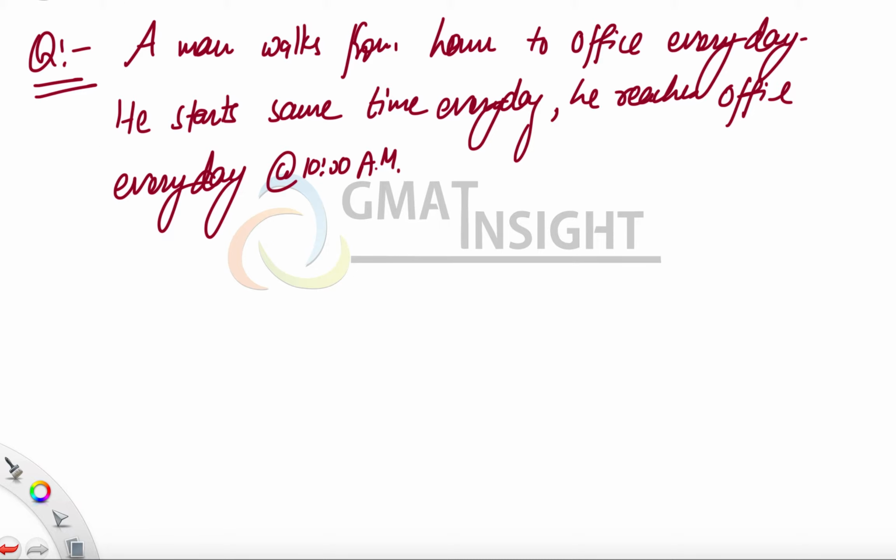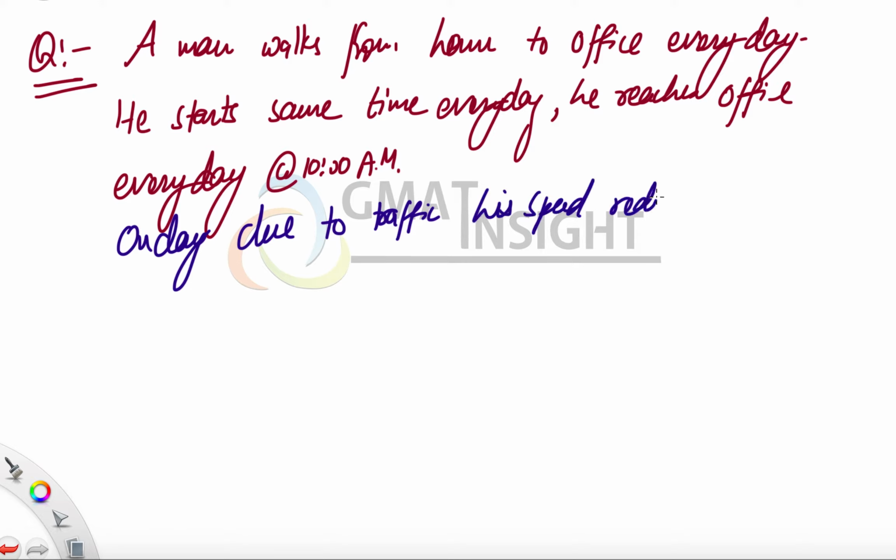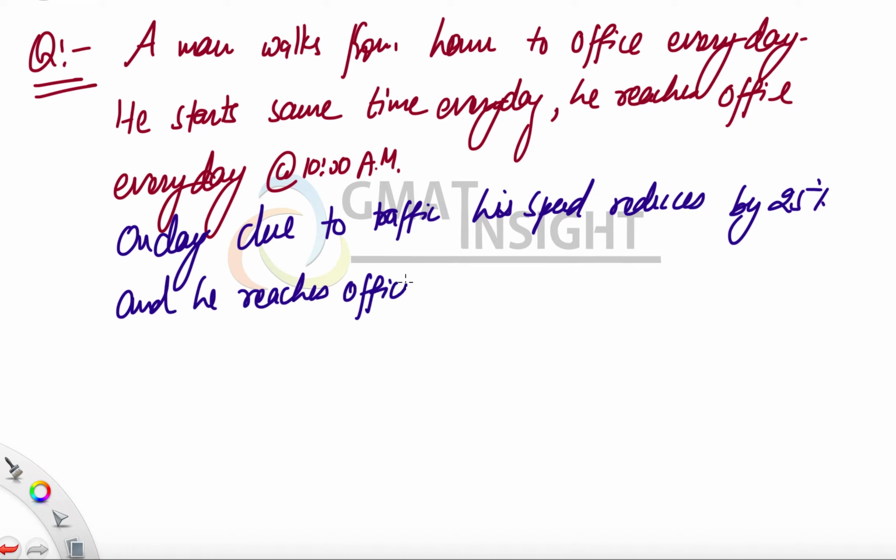Right? Now I'm going to bring in some change. The change is, one day, due to traffic, his speed reduces by 25% and he reaches office at 10:30.